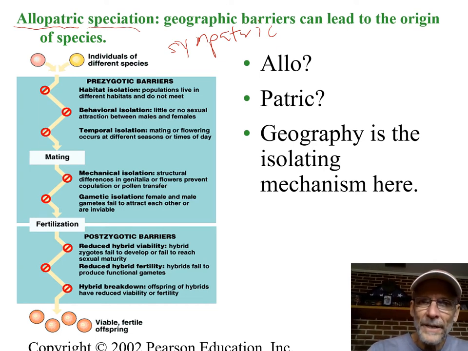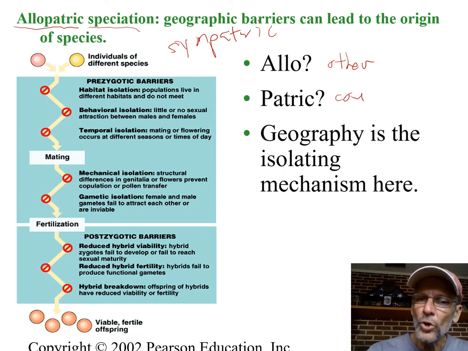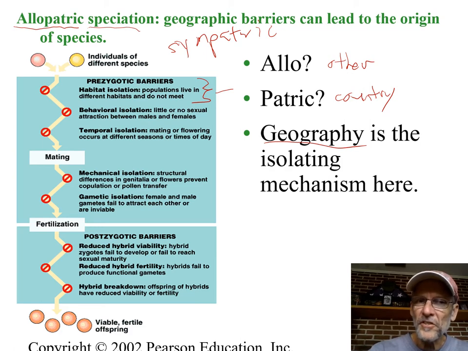So what allo means is other. We had that prefix already. It is the other site on an enzyme that a thing might stick to and inhibit that enzyme. Not the active site, but an other site. Allo means other. Patric, patriot, that means country. So this word literally means other country. And what it refers to is that isolating mechanism, which is geography. Geographic isolation sets the stage for allopatric speciation.